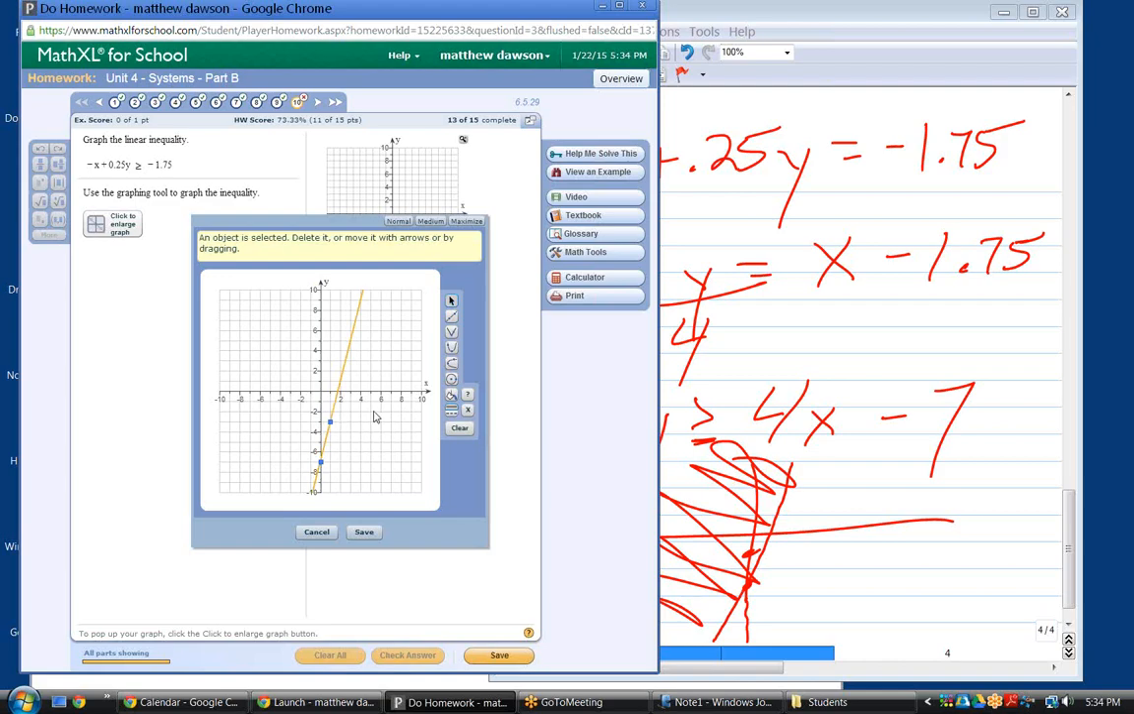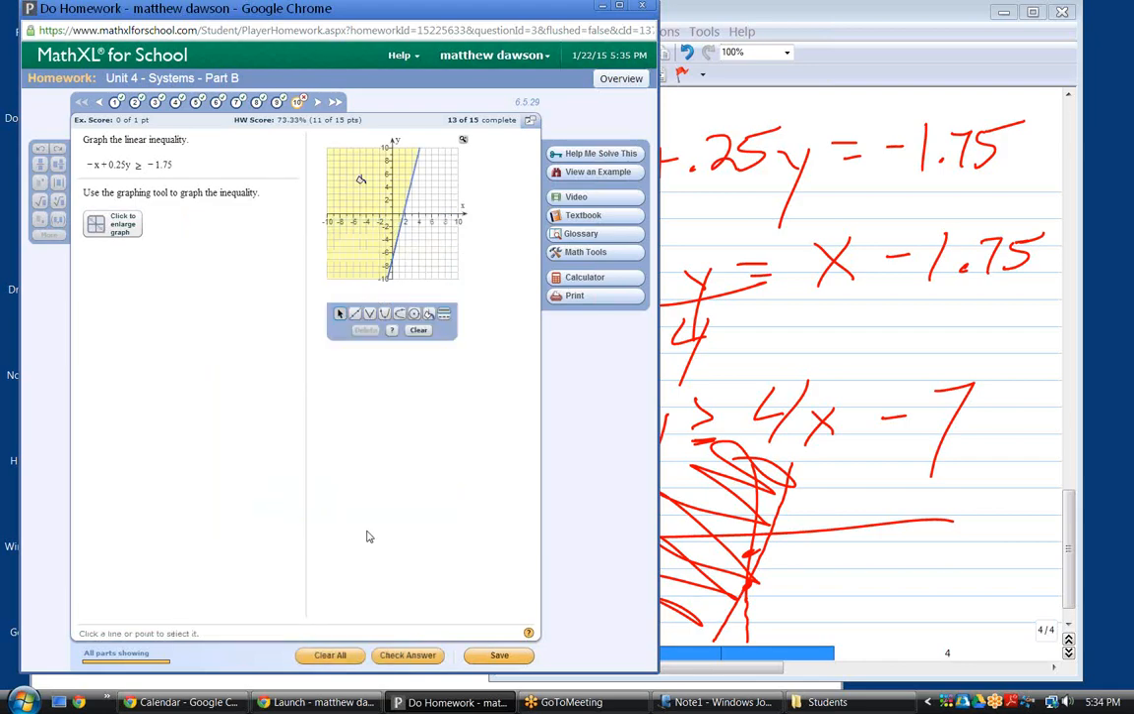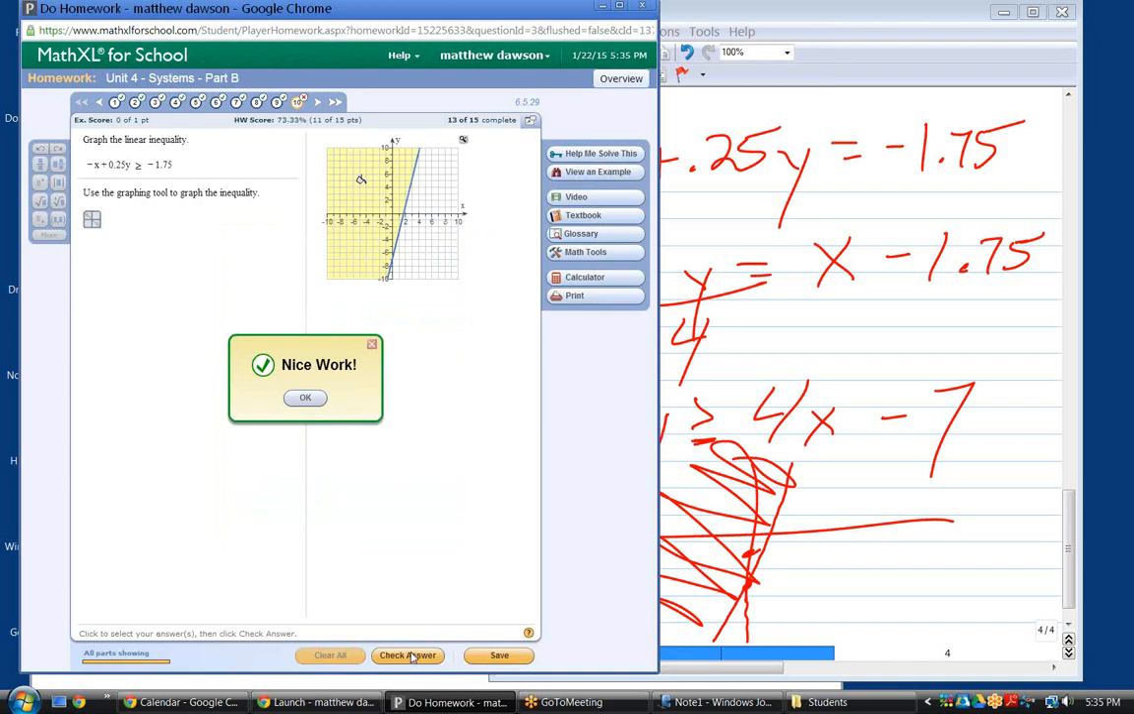Now how do I shade one side or the other? With the bucket of paint? Yeah. So click on that and click over there. Save it. Alrighty. Check answer. Okay.